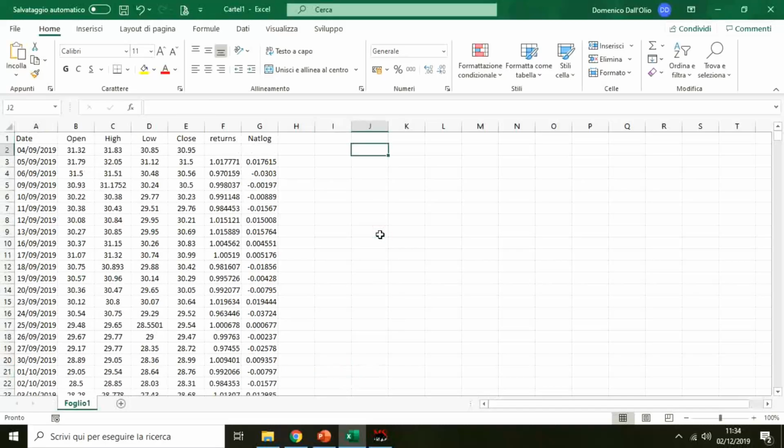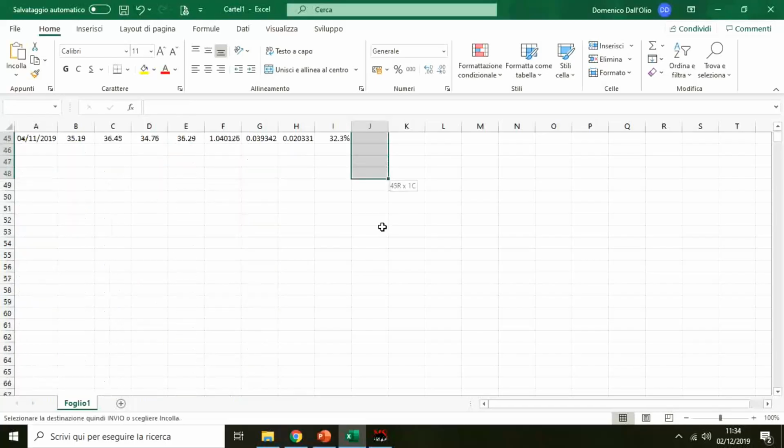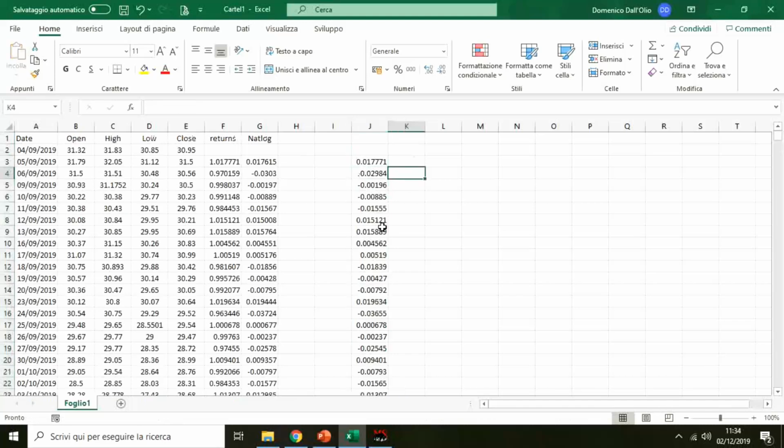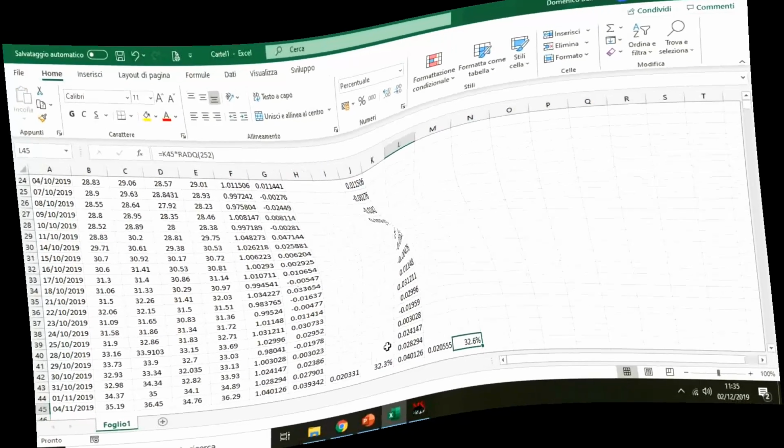I could have reached the same result, more or less, proceeding this way: closing of today minus closing of yesterday, divided by closing of yesterday, and applying it to all data, and then picking the standard deviation over the last 20 days and doing the same. You see 32.6% rather than 32.3. Very similar, not exactly equal, but very similar, and an easier way to calculate it.